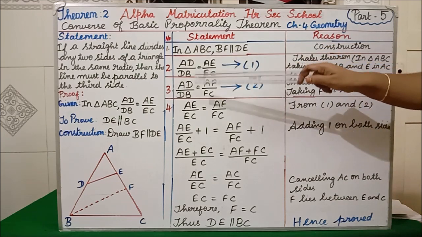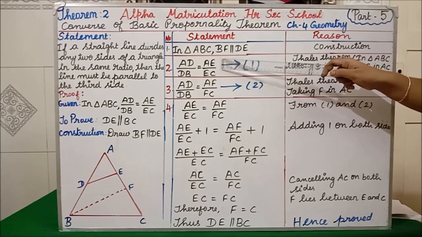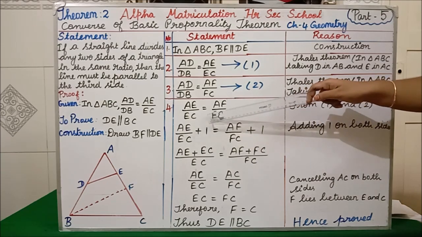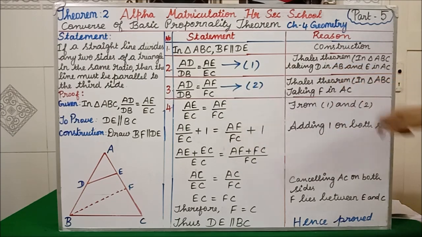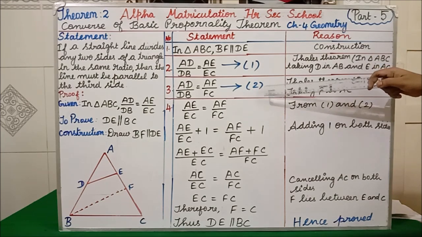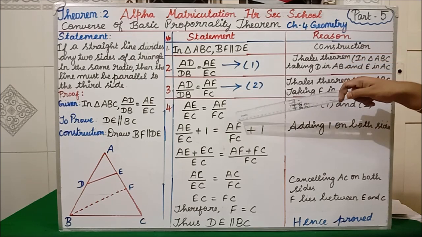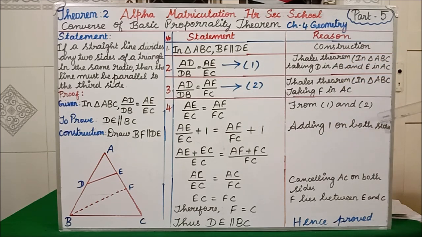So, since both the left hand sides are equal, I am going to write that both the right hand sides are equal. I am writing AE divided by EC is equal to AF divided by FC. From 1 and 2, both the left hand sides are equal, so I am writing both the right hand sides are equal. Reason is from 1 and 2.